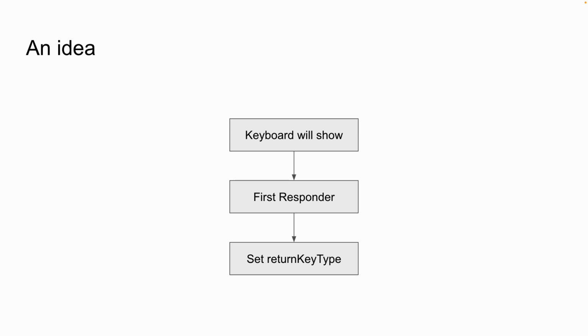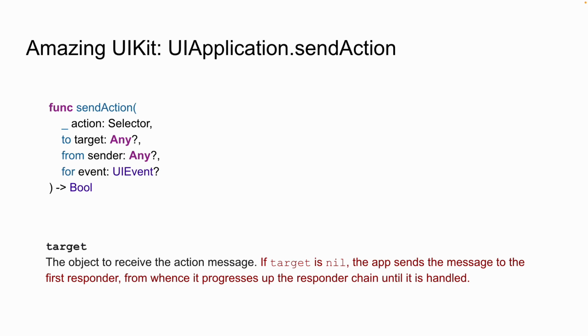So the idea could be like this: we will catch the notification from the keyboard when it tries to show, then get the first responder, which is the text view. And for this text view, just apply this property from UIKit, returnKeyType. And here comes the magic from UIKit.